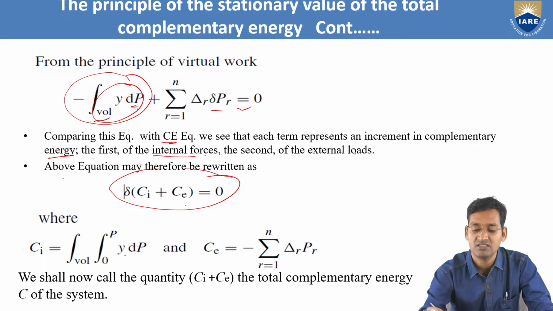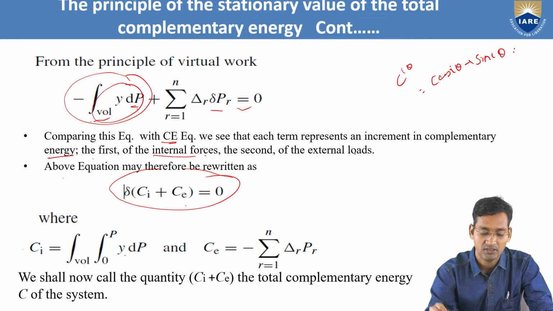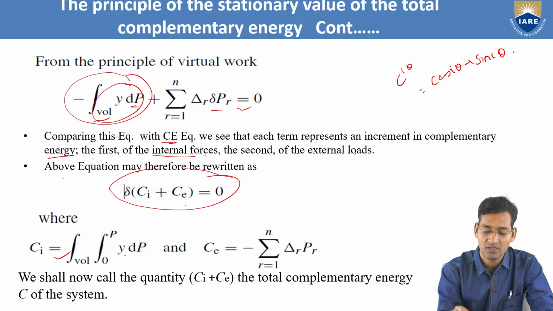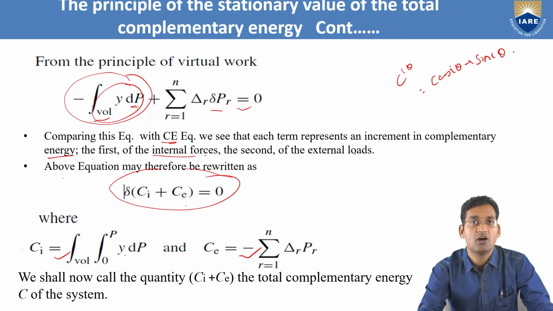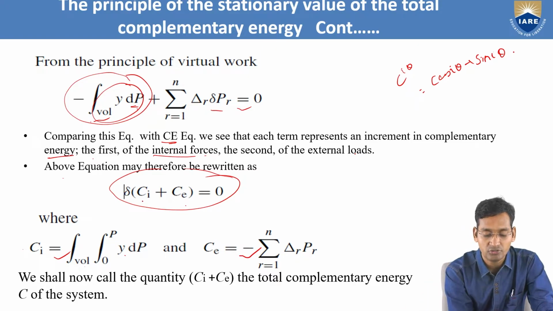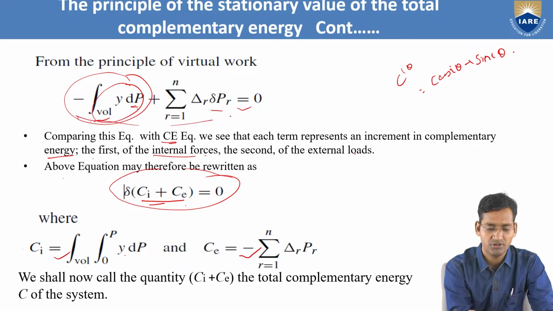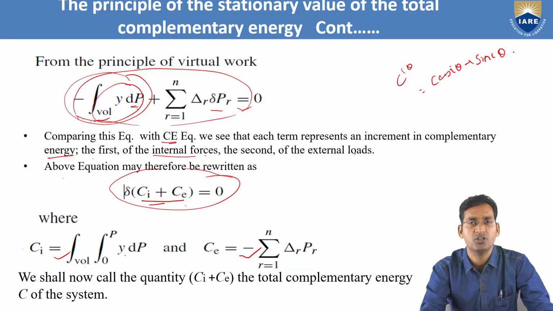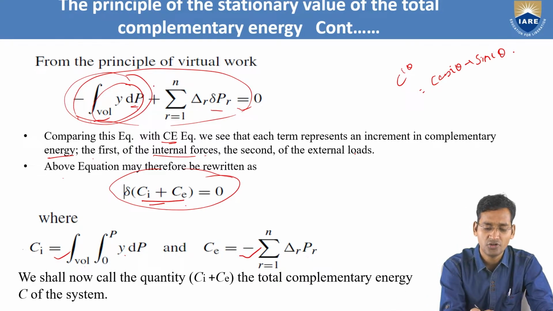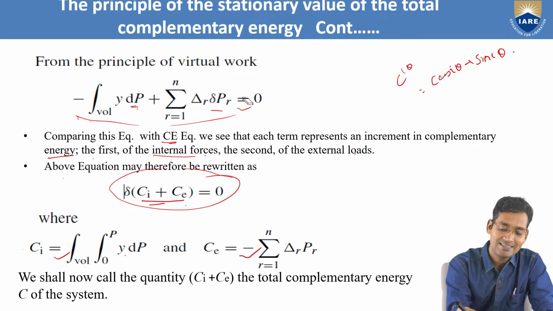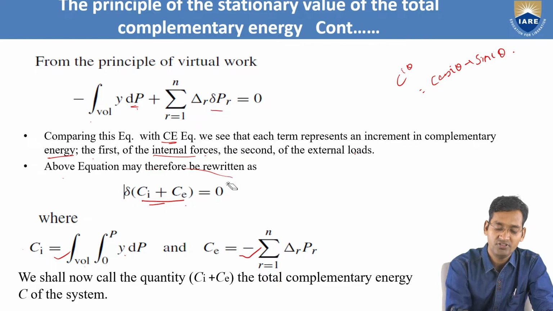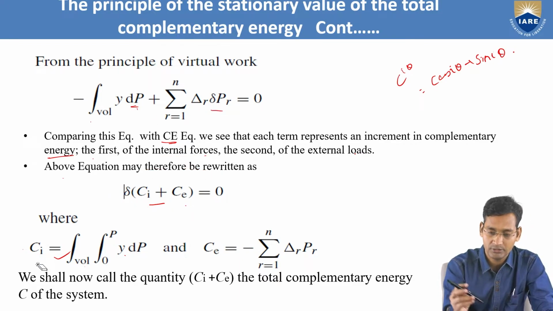Just for simplification, we are writing in this form, just like for a complex number, we simply write e to the i theta. That is the meaning of cos theta plus i sin theta. In the same way, Ci is this one, Ce is this one. We shall now call the quantity Ci plus Ce the total complementary energy of the system. So this is also the total sum of the virtual work done. Work done is stored in the form of energy. So instead of writing this much, we can say Ci plus Ce is the total energy stored in the system.